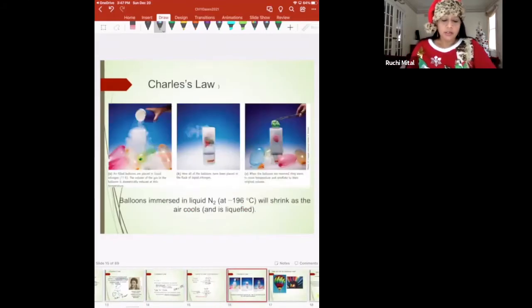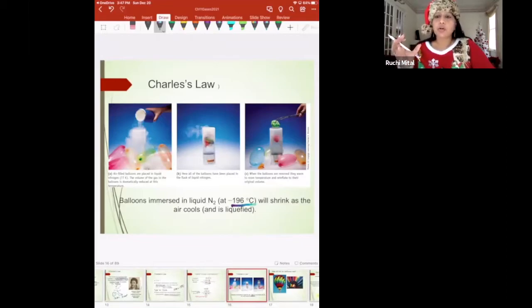All right, Charles' law, another application: if you take a balloon and you put it in liquid nitrogen, which, as you see, is at a very, very low temperature. So if temperature decreases, volume decreases because it's a direct relationship, and the balloon will shrink. Another example is you can think of a balloon at a birthday party in your basement.